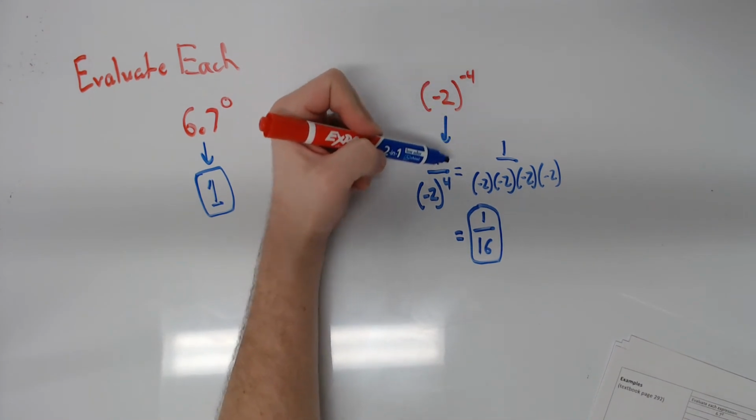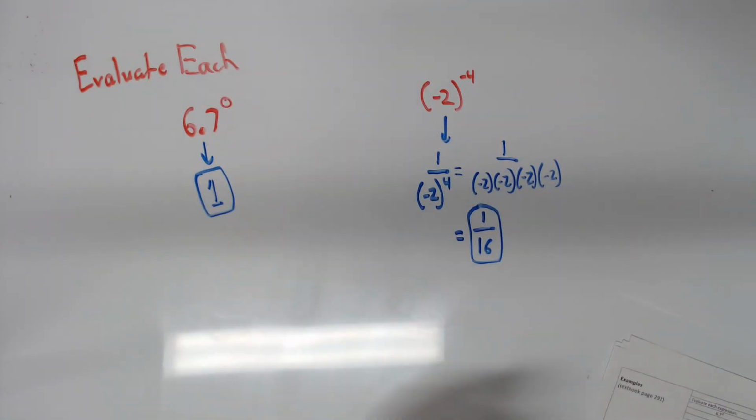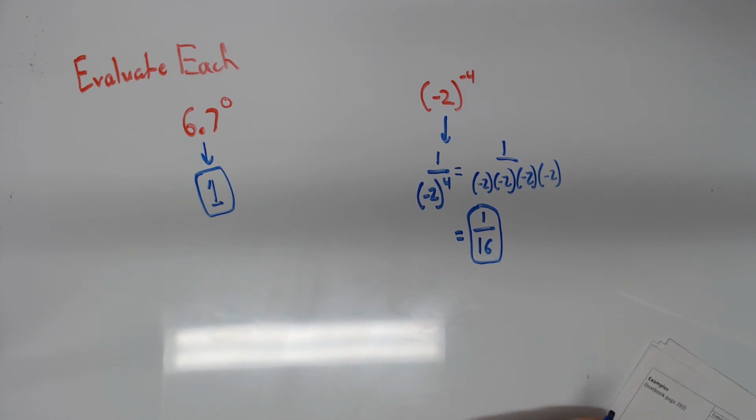We will always make this move. We will always choose to switch the side to make the exponent positive. Everything's easier to evaluate with positive exponents.